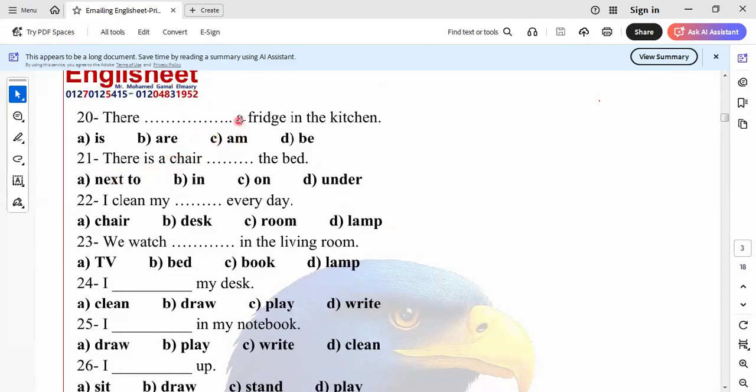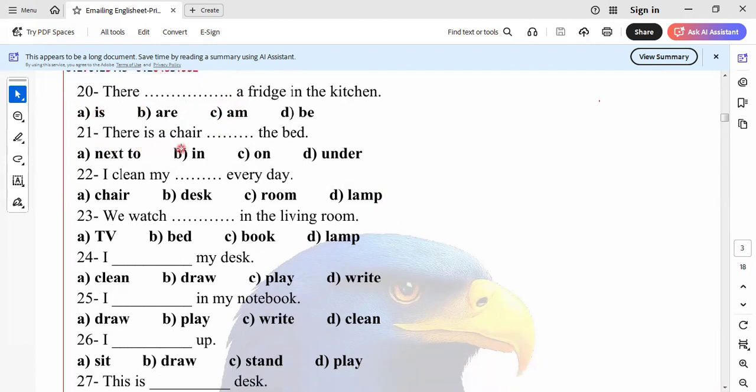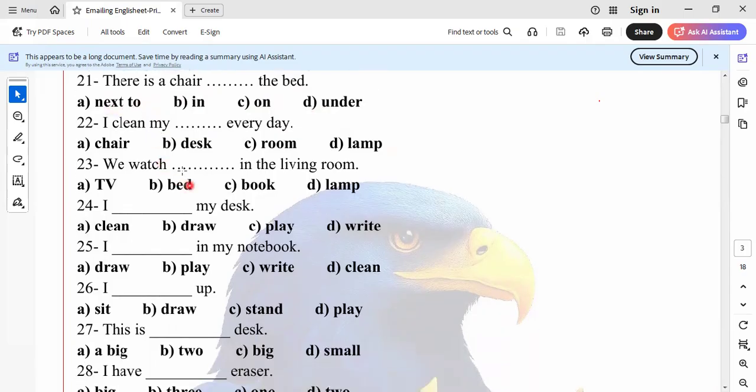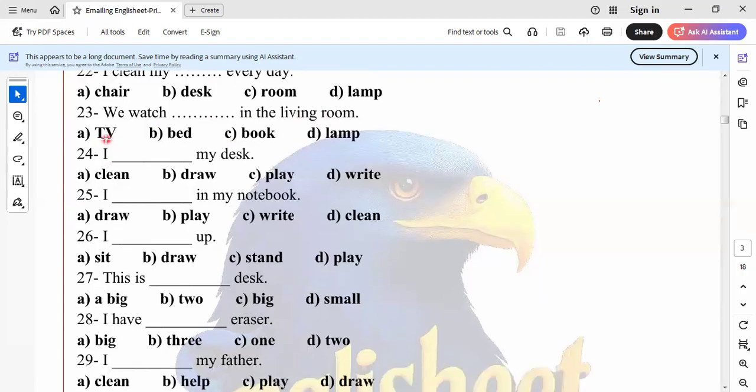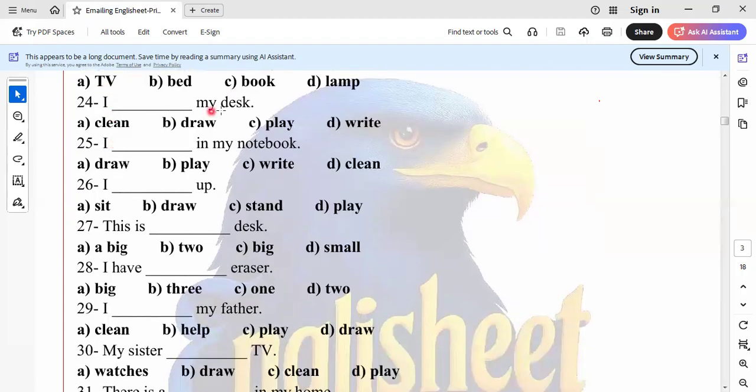So here we have A. Here I talk about singular. The answer will be is. There is a chair space the bed. It will be chair. Can the chair be on or in or under? No. The chair will be what? It will be next to the bed. I clean my space every day. Clean what? Clean my room. We watch space in the living room. We watch what? TV, or gathering in the living room and watching TV. I space my desk.